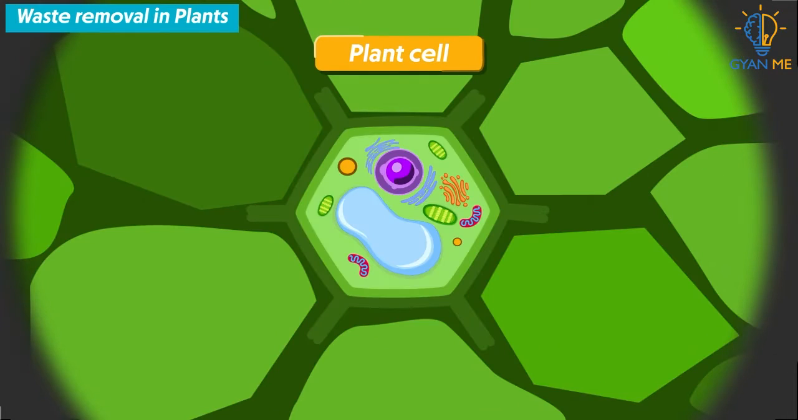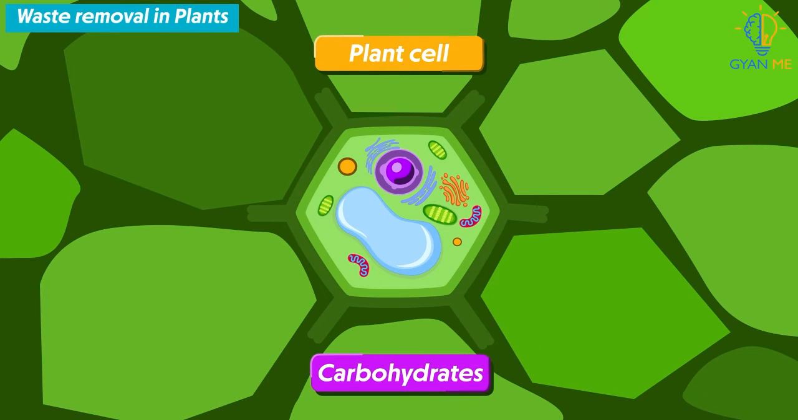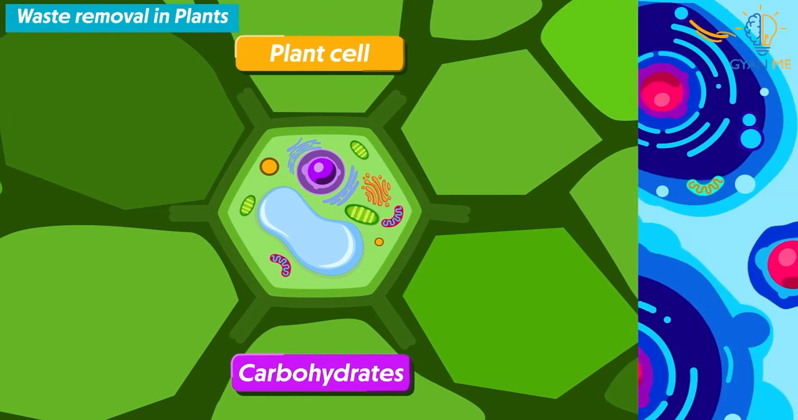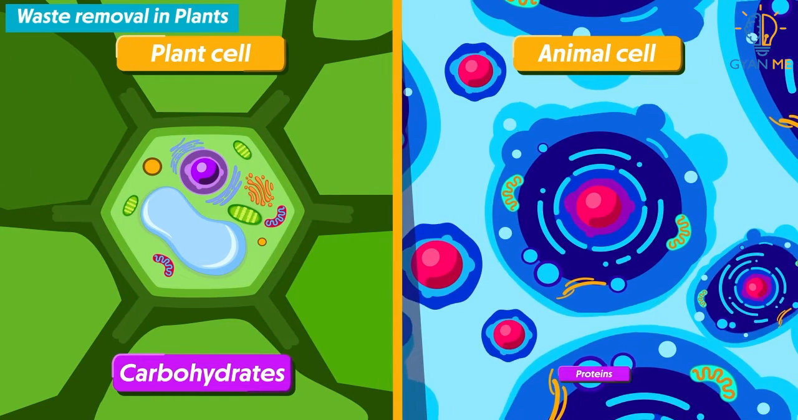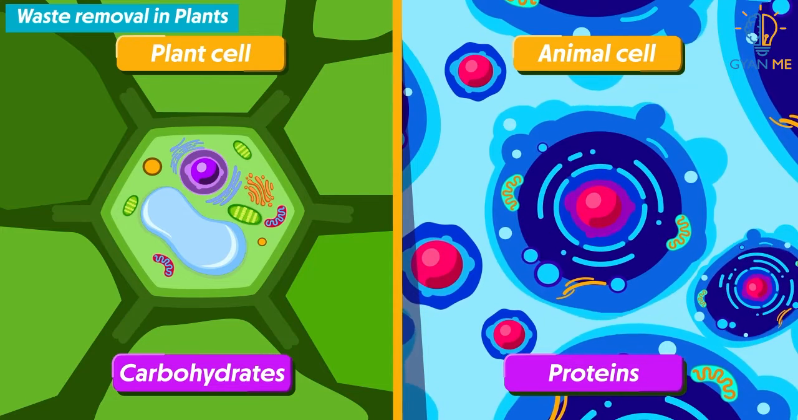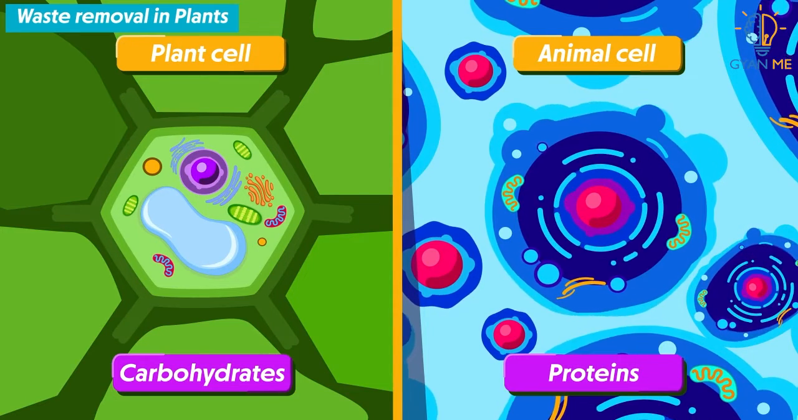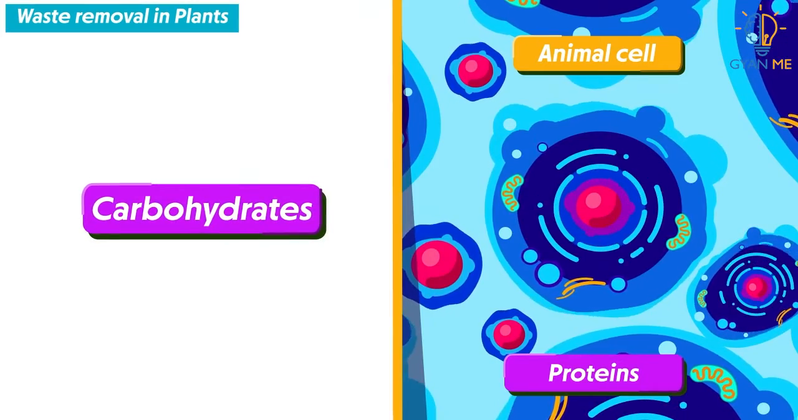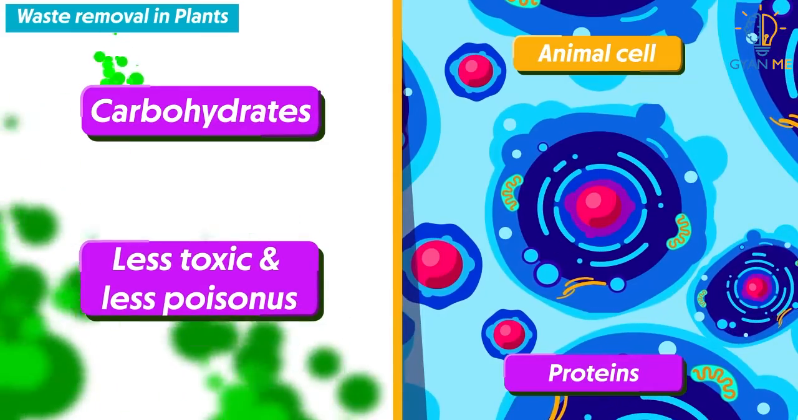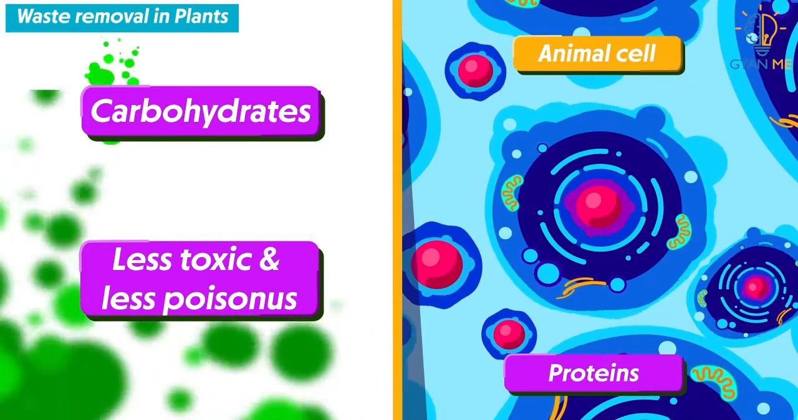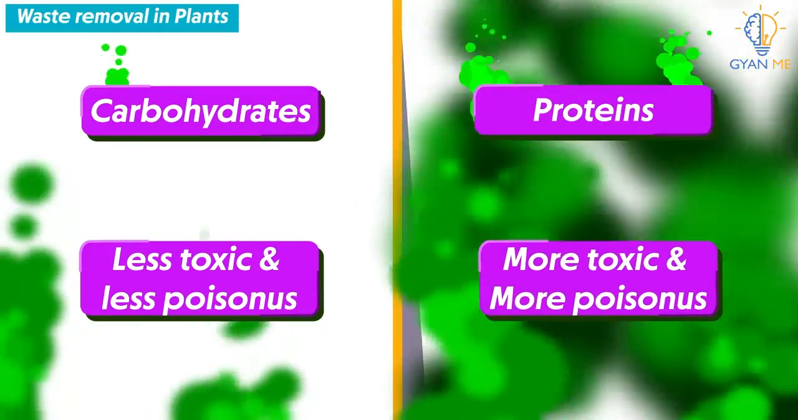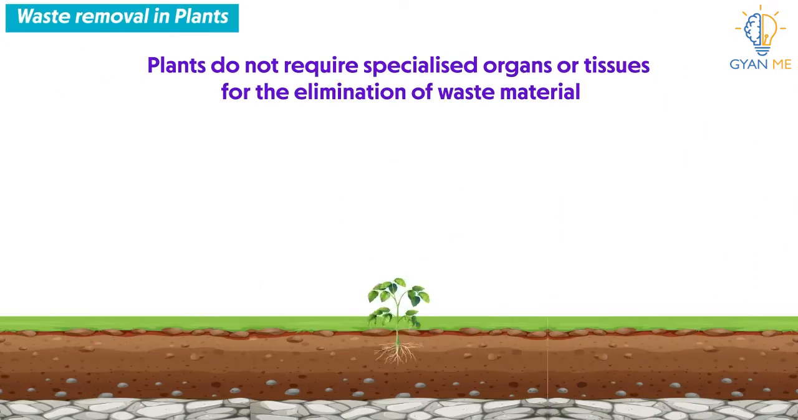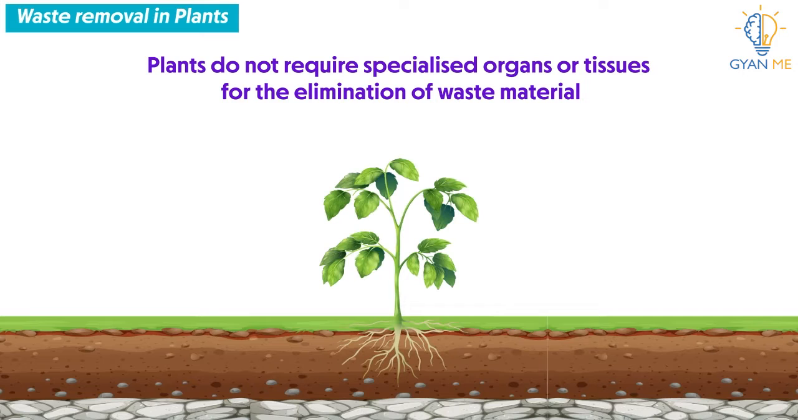Plant cells mainly use carbohydrates for their various metabolic processes, unlike animal cells, which use proteins for the same. And students, do you know that waste materials formed as the end products of carbohydrate metabolism are far less poisonous and toxic than those formed in the process of protein metabolism? And so plants do not require specialized organs or tissues for the elimination of these waste materials.